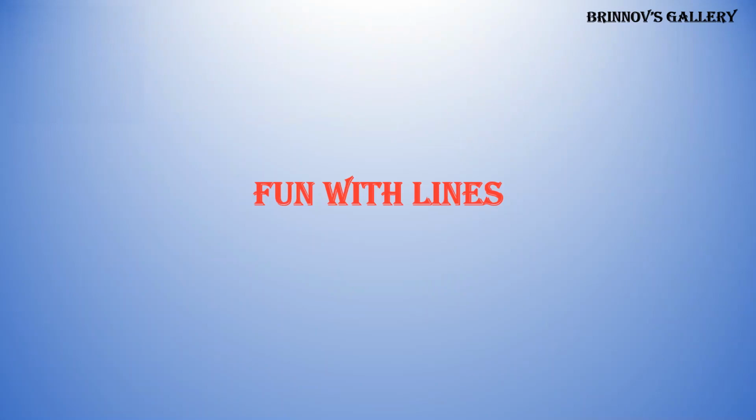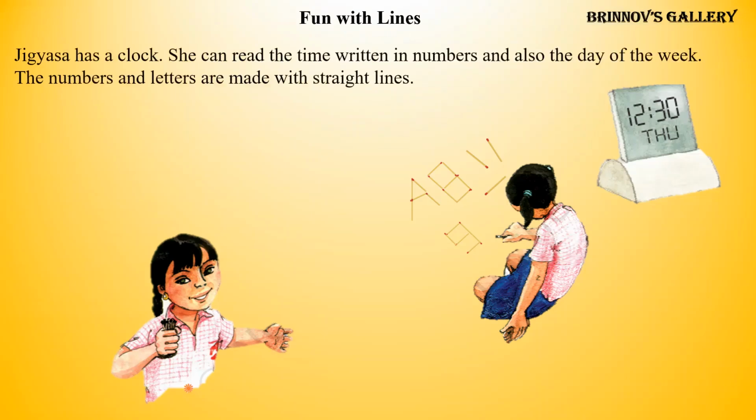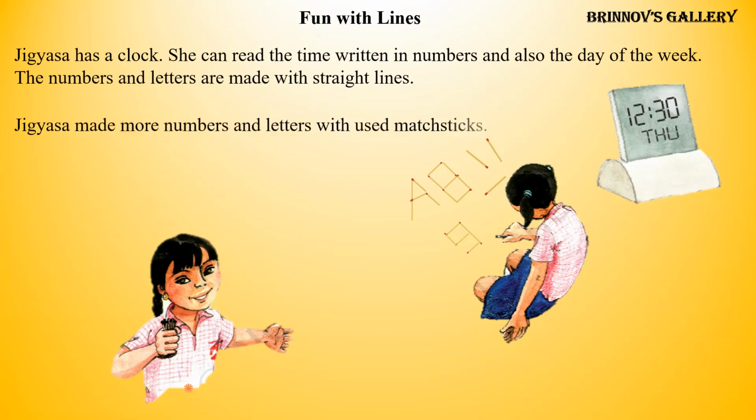Fun with lines. Jigyasa has a clock. She can read the time written in numbers and also the day of the week. The numbers and letters are made with straight lines. Jigyasa made more numbers and letters with used matchsticks. Come make some more.